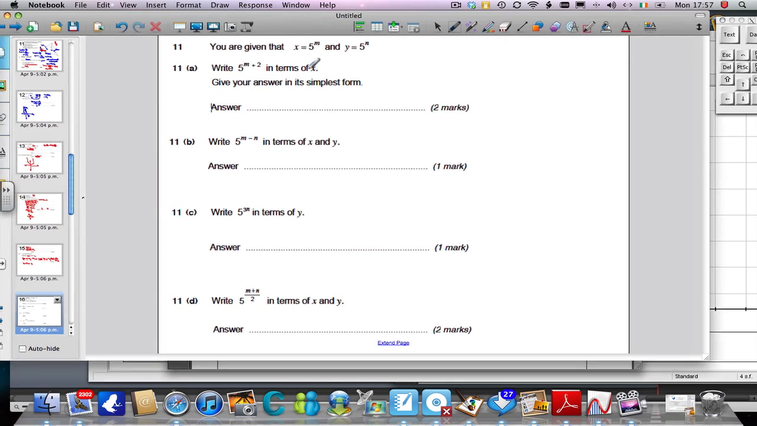Okay, some tricky indices questions here. So we're given x equals 5 to the power m and y equals 5 to the power n. We're asked to write 5 to the power m plus 2 in terms of x and give our answer in its simplest form. So we've got to think about this. 5 to the power m must be x, so we'd have x. Now, how would I get that extra plus 2? We get that by multiplying by something that has the same base.